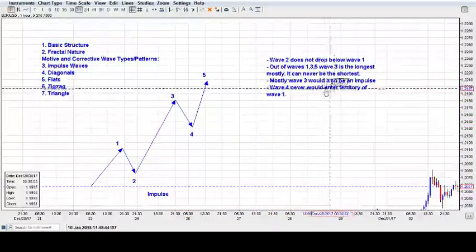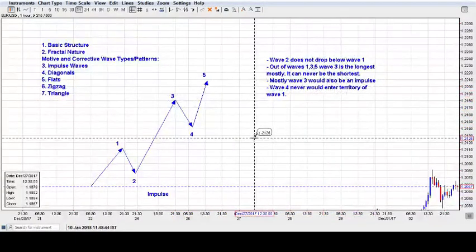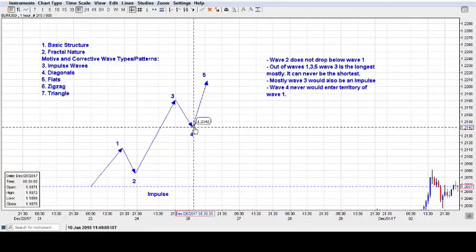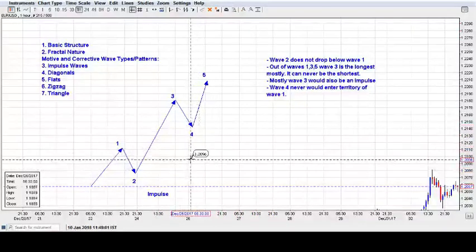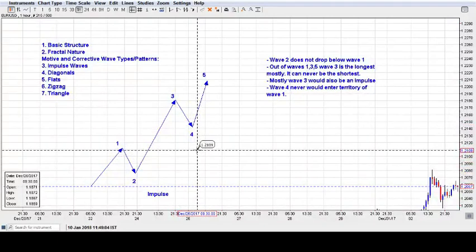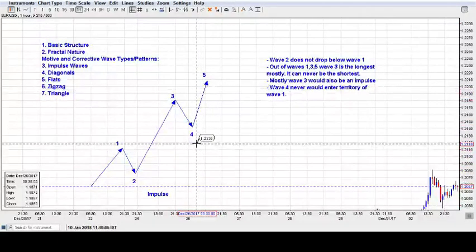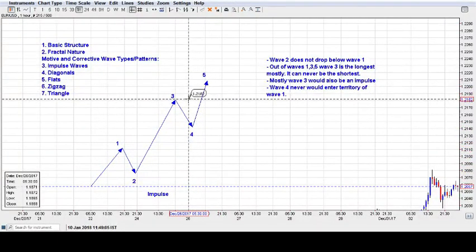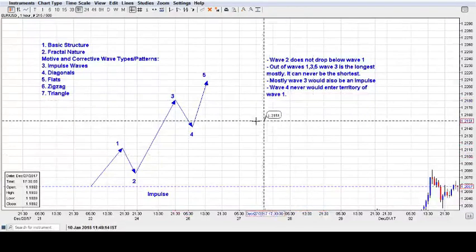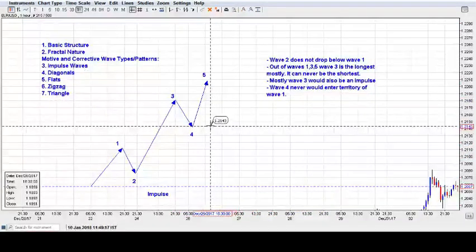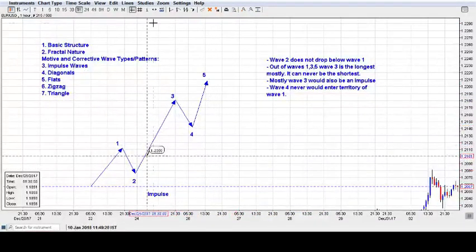It says that it would never enter the territory of wave 1. Now there is an exception. Sometimes in the futures segment you might see a spike coming and touching the first wave territory and then pulling it back. It happens sometimes in the futures market. In the cash market, it doesn't happen. That's what it is. But mostly you'll find that the fourth wave would not enter the territory of wave 1.